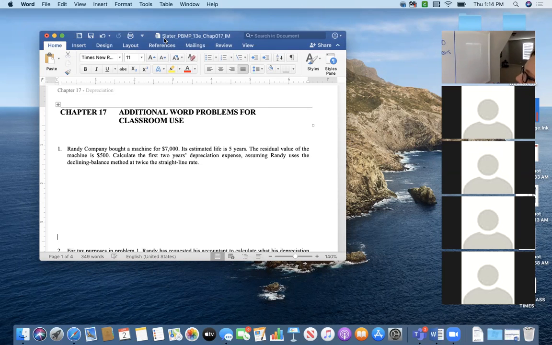So when we do the calculation using the declining balance, we don't worry about the residual value in the calculation. We just have to make sure we don't depreciate below residual value. So we take our book value at the beginning of the year. So for year one, our book value is $7,000. It's our cost because we haven't taken any depreciation yet. 7,000 times our 40% rate that we calculated gives us depreciation in year one of $2,800.